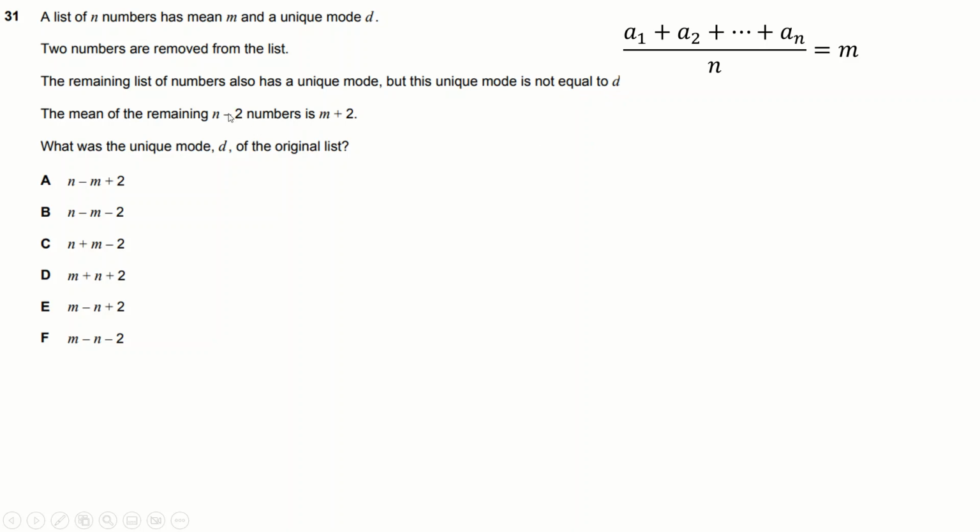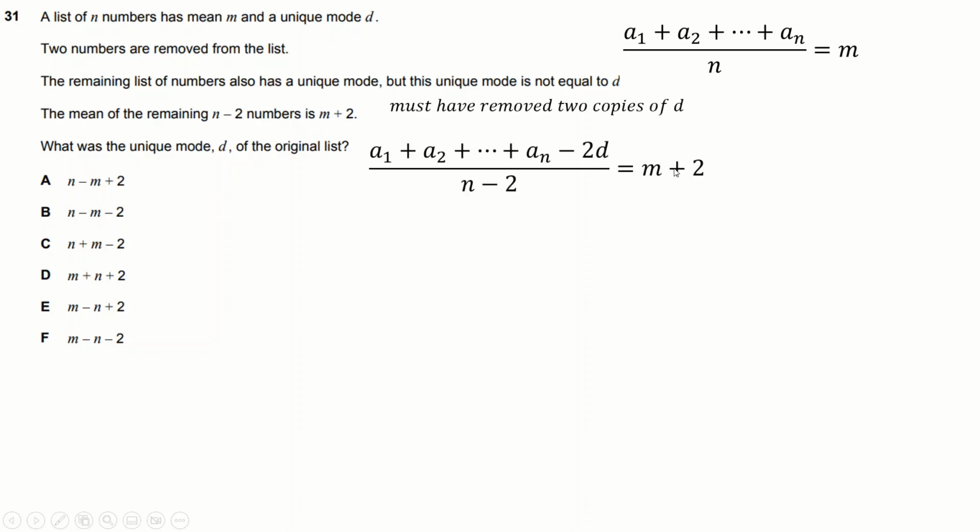And when we took away these 2 numbers, the mean is now m plus 2. So I can represent this by saying this. If I add up all the numbers, I don't know which numbers were removed, but I know that they summed to 2d. So I'll add them all up, but then take away 2d to represent the fact that I should be missing 2 numbers from this sum. I just don't know which, though. And of course, when I divide by the number of numbers that there should be, which is n minus 2, I get m plus 2.